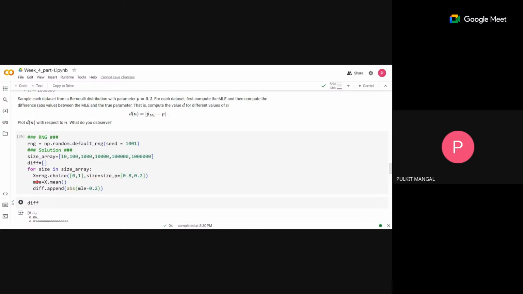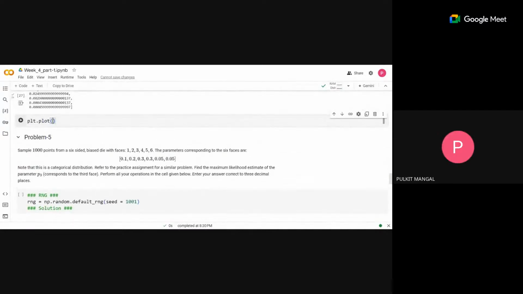Okay, so we have sampled our data point. Now we will use MLE to calculate the mean, and then calculate the difference between the MLE and the original 0.2. Taking the absolute value of that and appending it to the DF here. Now we will plot this diff.